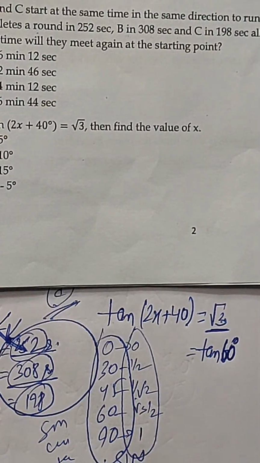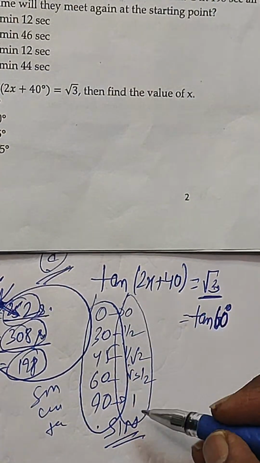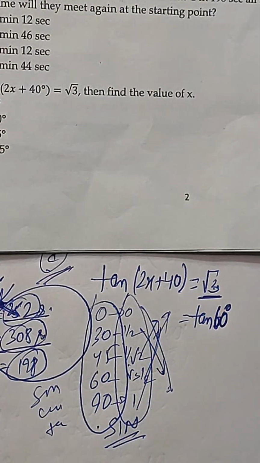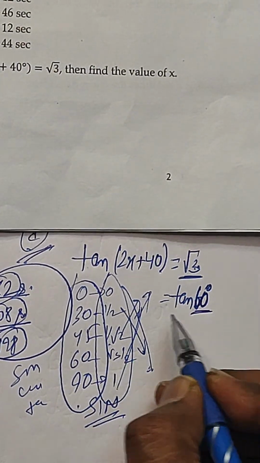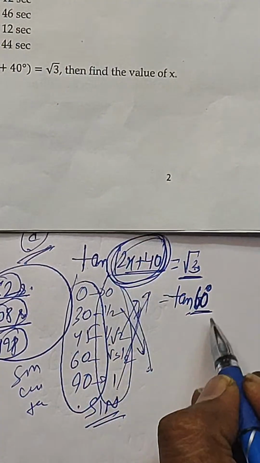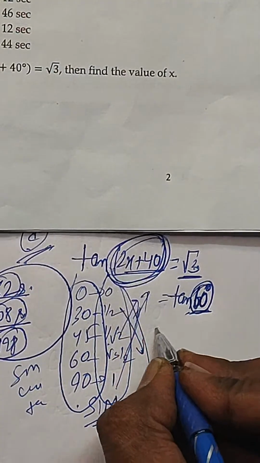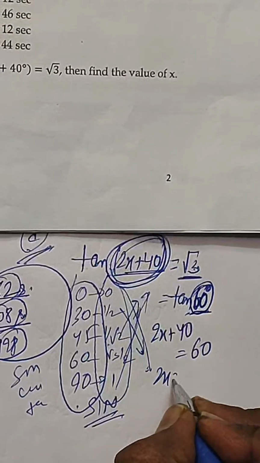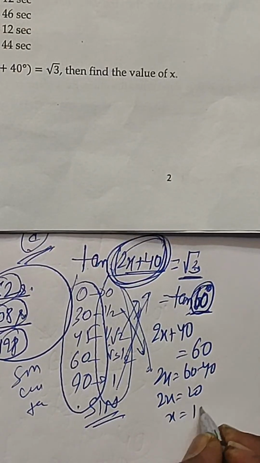These values of sine will help you get the value of cosec, the reverse of this, and when you go in a zigzag way, you will get the value of cos also, right? Anyway, we will not go into that detail. So tan of 60 degrees. So tan of 2x plus 40 equal to tan 60. So why don't you equate 2x plus 40 with 60? Because 2x plus 40 is equal to 60. This will give you 2x equal to 60 minus 40. So 2x equal to 20. This will give you the value of x equal to 10.